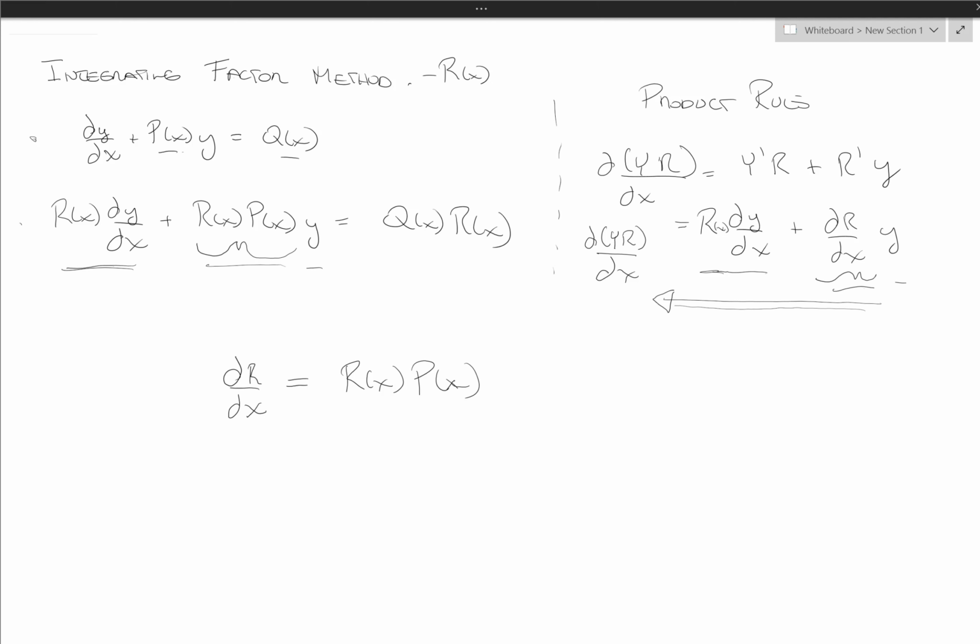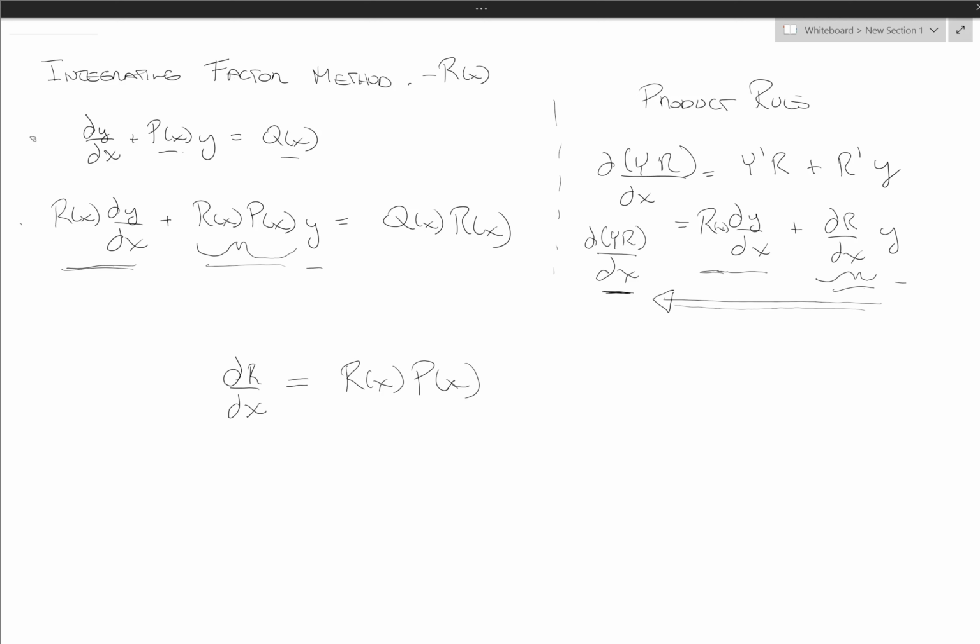Right? r of x is that integrating factor. So basically, if we can choose our r of x to be such that r(x) p(x) equals dr/dx, then we can sub dr/dx into our differential equation. And then it will look exactly like the product rule, so we can basically take our differential equation and just make it d(yr)/dx. So we've got to choose our r of x.